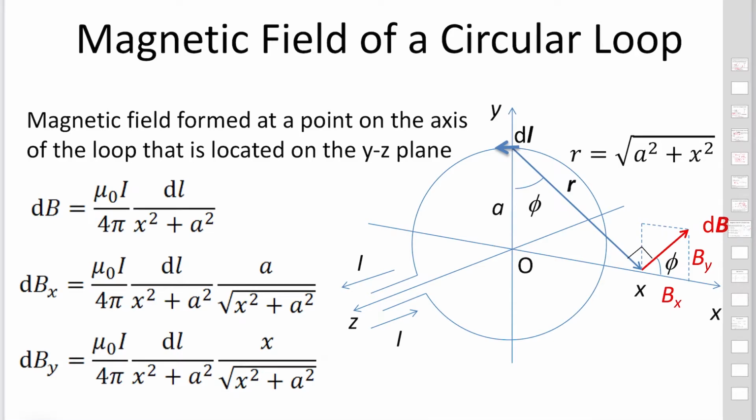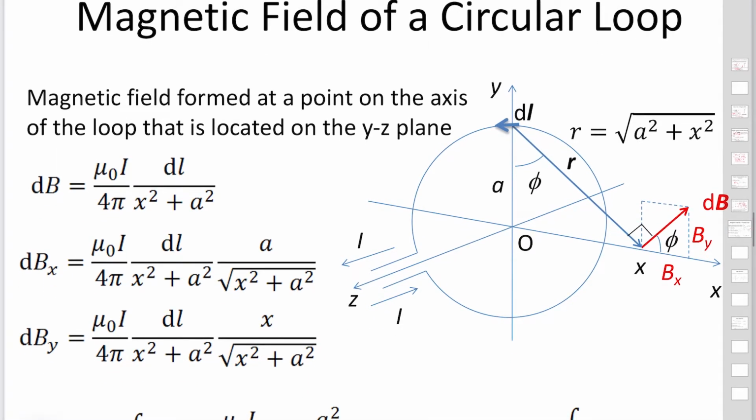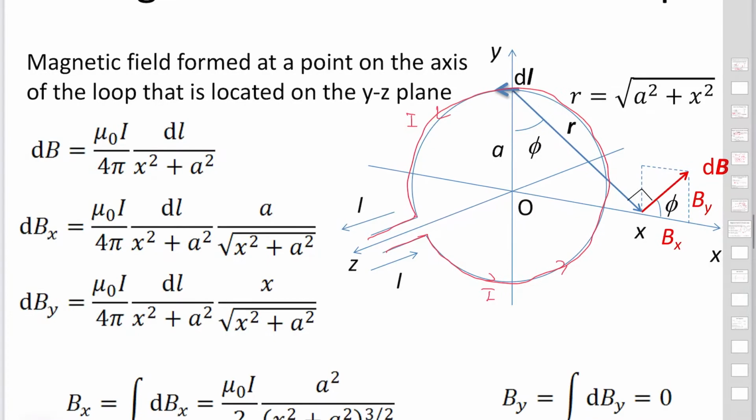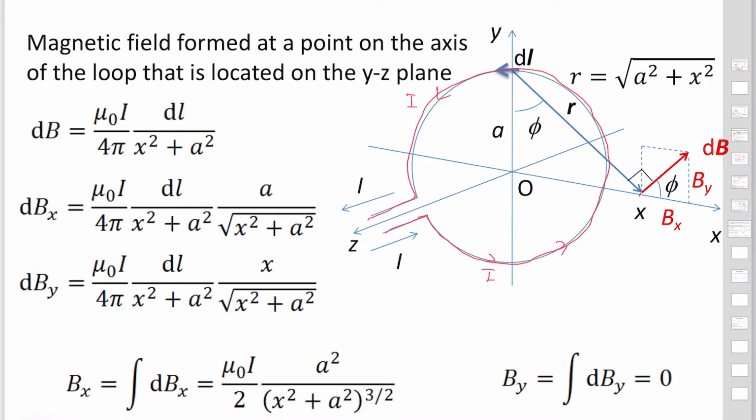One more example is the magnetic field of a circular loop. So, the magnetic field formed at a point on the x-axis. The loop is located on the yz plane. The current is flowing in a circular loop on the yz plane and flowing parallel to the z direction. Then we would like to find the magnetic field formed on the x-axis here. This is the field point. The distance from the origin to the field point on the x-axis is x.